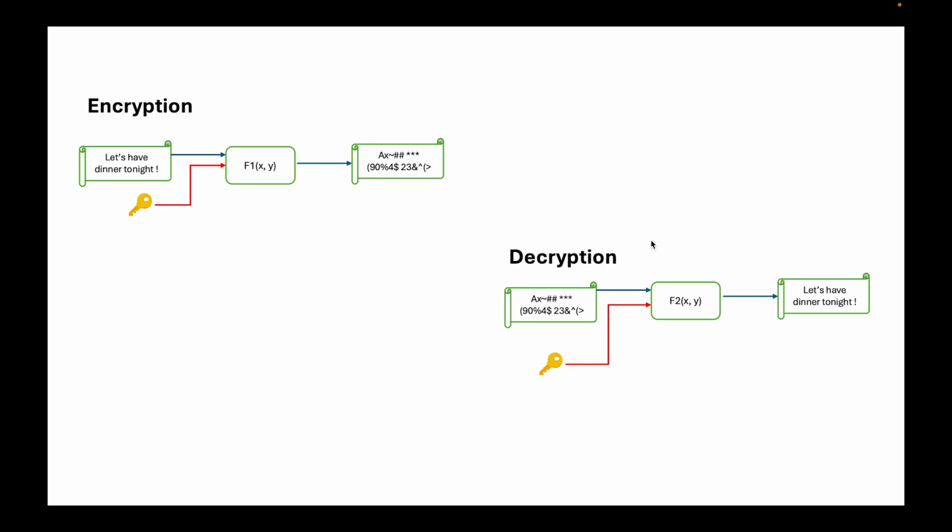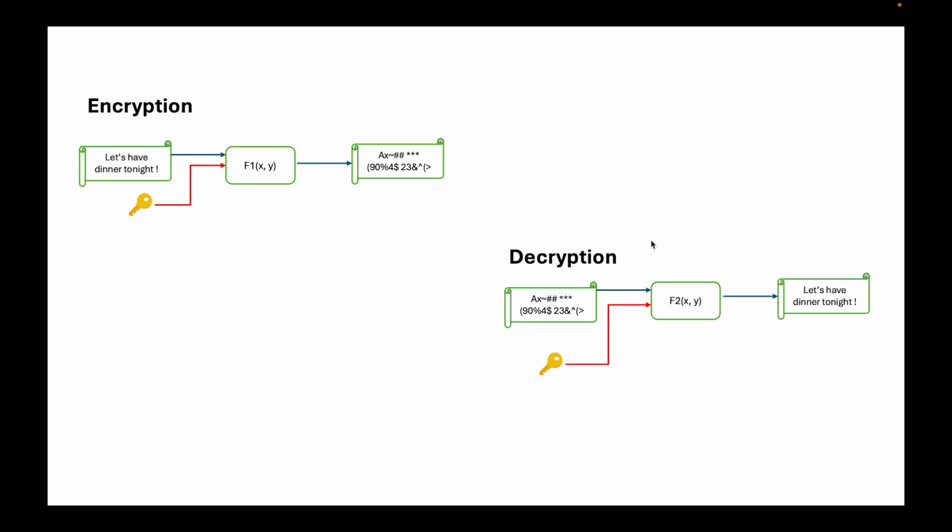At the other end, this gibberish goes. Of course, at the other end, we need to have a mechanism where we can convert this gibberish back into clear text, like "Let's have a dinner tonight." So we need another mathematical function for that. The first function, which translates clear text into gibberish, is called the encryption function. The process is called encryption. The second one, where we convert gibberish back into clear text, is called the decryption function. The process is called decryption.